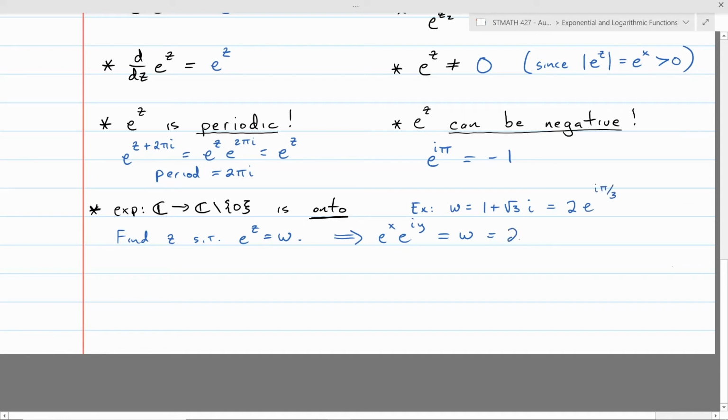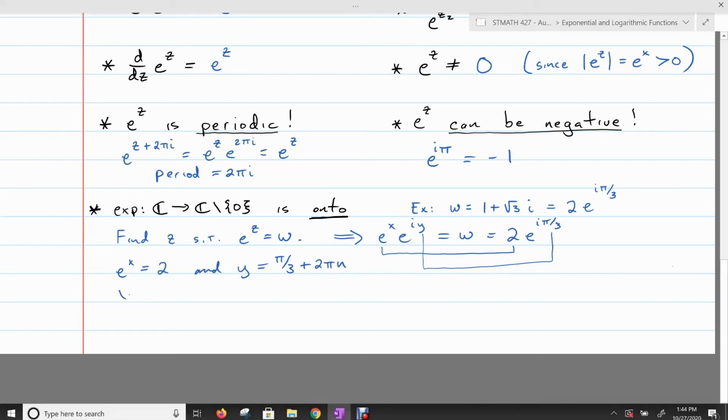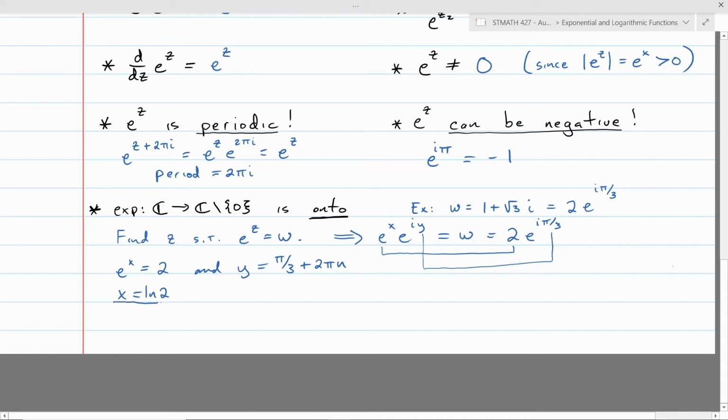So we can put that in place of w. The idea is that you can equate the radii, and the angles have to be such that the difference between them is a multiple of 2 pi. So here we can say that e to the x has to be 2, and y has to equal pi over 3 plus 2 pi n for some integer n. Then if e to the x is 2, x has to be the natural log of 2. So I can see what my x and my y have to be, which tells me what my z is.